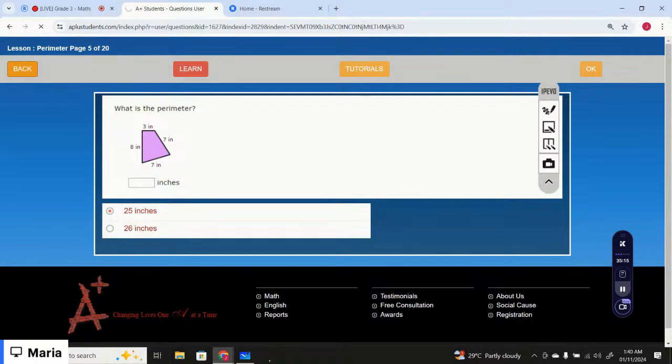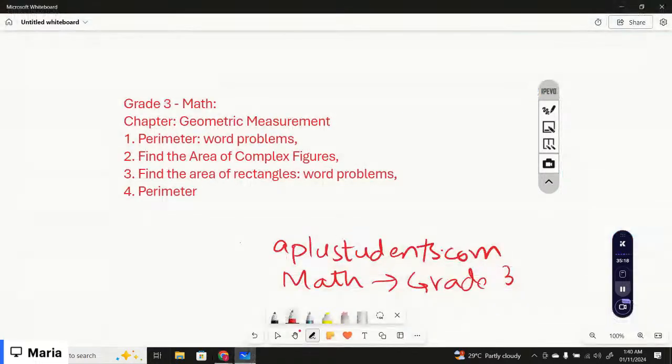So we were working on grade 3 math. The chapter we were working on is geometric measurement. The lessons we have covered today are perimeter word problems, find the area of complex figures, find the area of rectangles word problems, and then perimeter. So please make sure before the next session you complete all the practice questions for the lessons we just did. That is your homework until the next session.